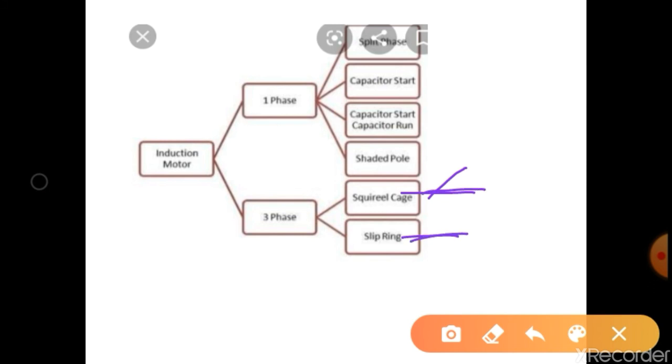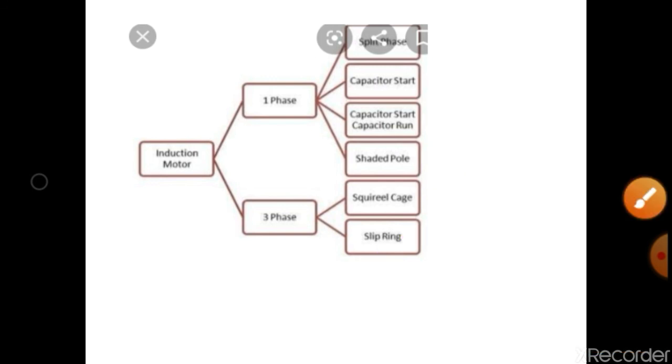So where do we use squirrel cage induction motors? These are used in industrial applications and centrifugal pumps. Where do we use slip ring induction motors? These are mainly used where high starting torque is needed, which can help in speed control for lifts. It might be railways, traction, or elevators. So these are some of the applications of AC three phase induction motors. We'll move to the next concept.